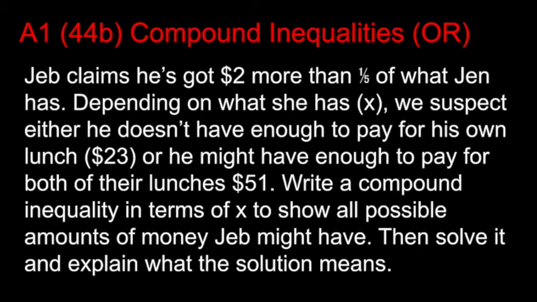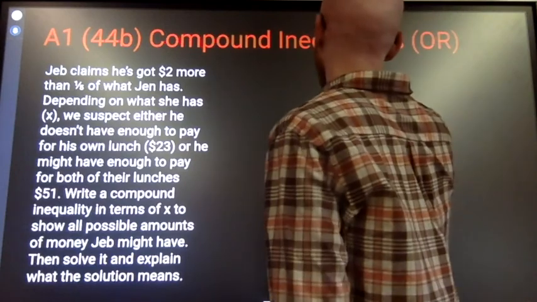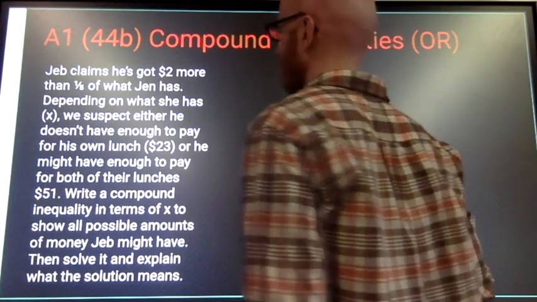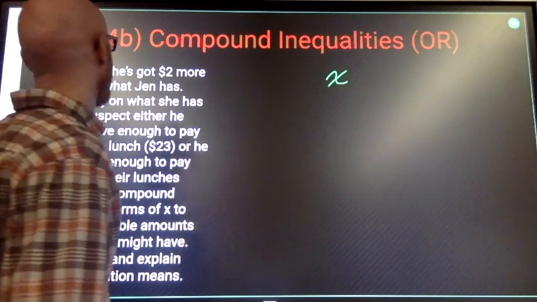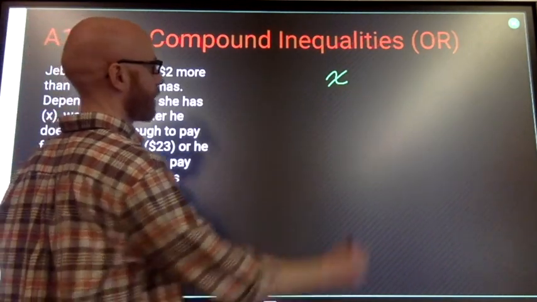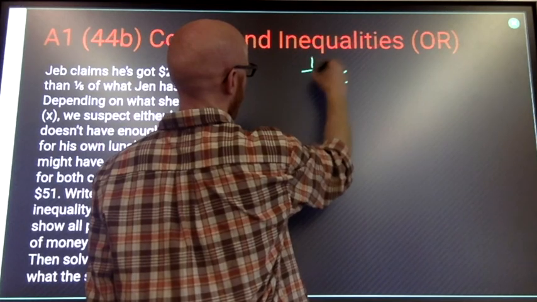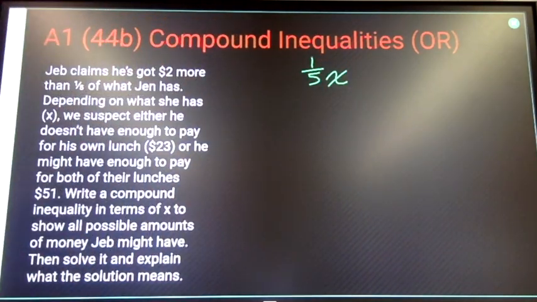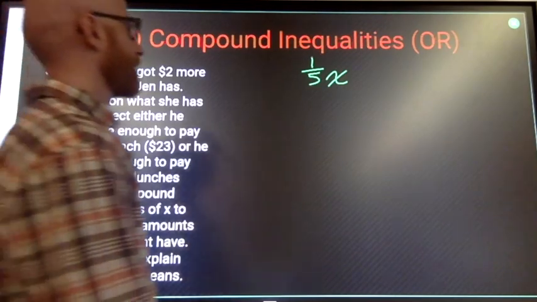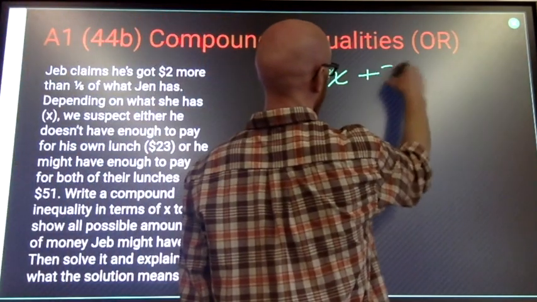All right, so let's start with X. X is what Jen has. Jeb claims he's got $2 more than 1/5 of what she has. So 1/5 of what she has would be 1/5 times X. And he says he's got $2 more than that.